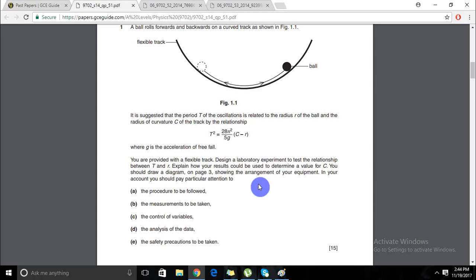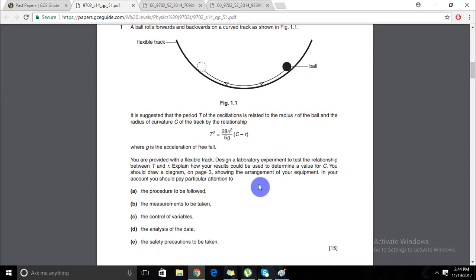And another thing is that we want the flexible track to be relatively smooth. We want that there isn't a lot of friction, and that the surface is smooth, and that the amount of friction and the smoothness is more or less constant. So you can carefully wipe the flexible track in between each experiment. And this is the measurements, again, I've told you, and the analysis of the data.